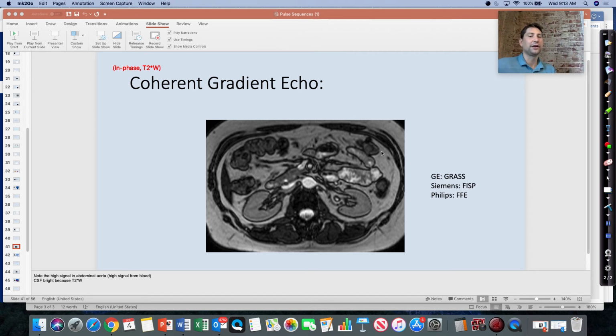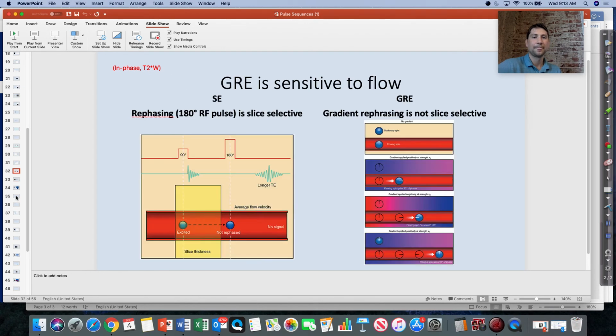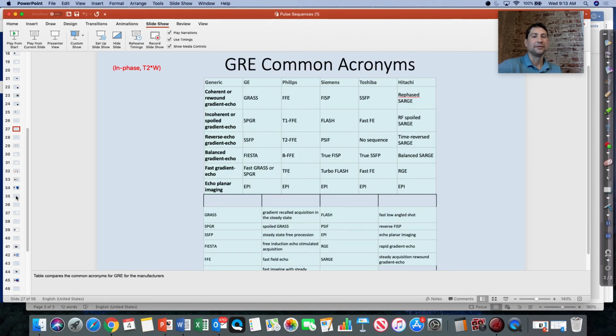So our coherent gradient echoes, these are the acronyms for your manufacturers. For GE, it's GRASS, Siemens, FISP, and then Philips is FFE. And if you need to remember what those are, just go back to your initial chart at the beginning of the unit. You can see all what they stand for down here.